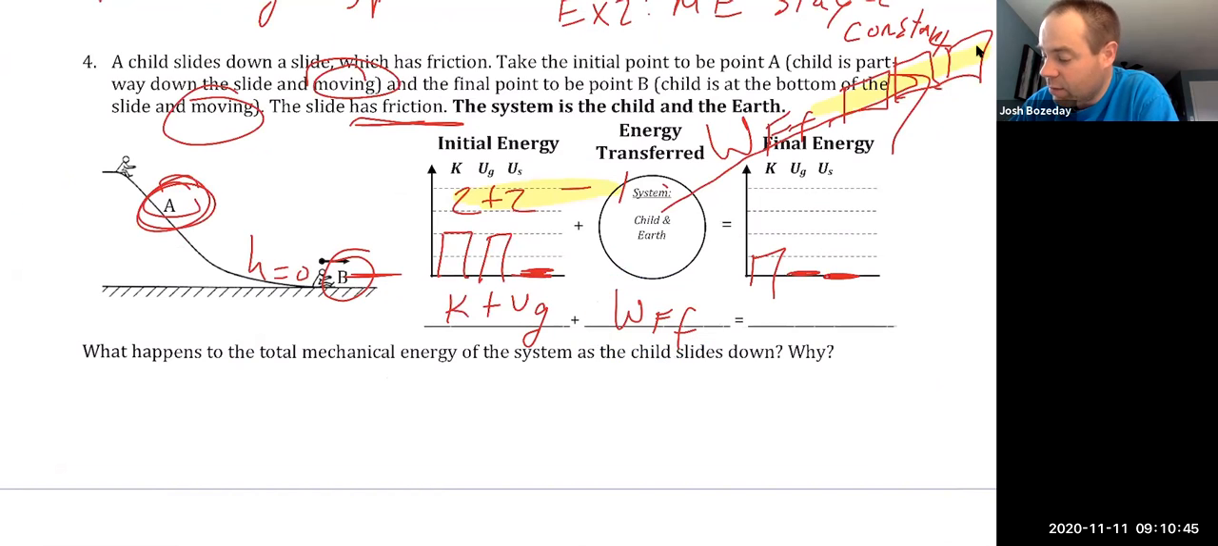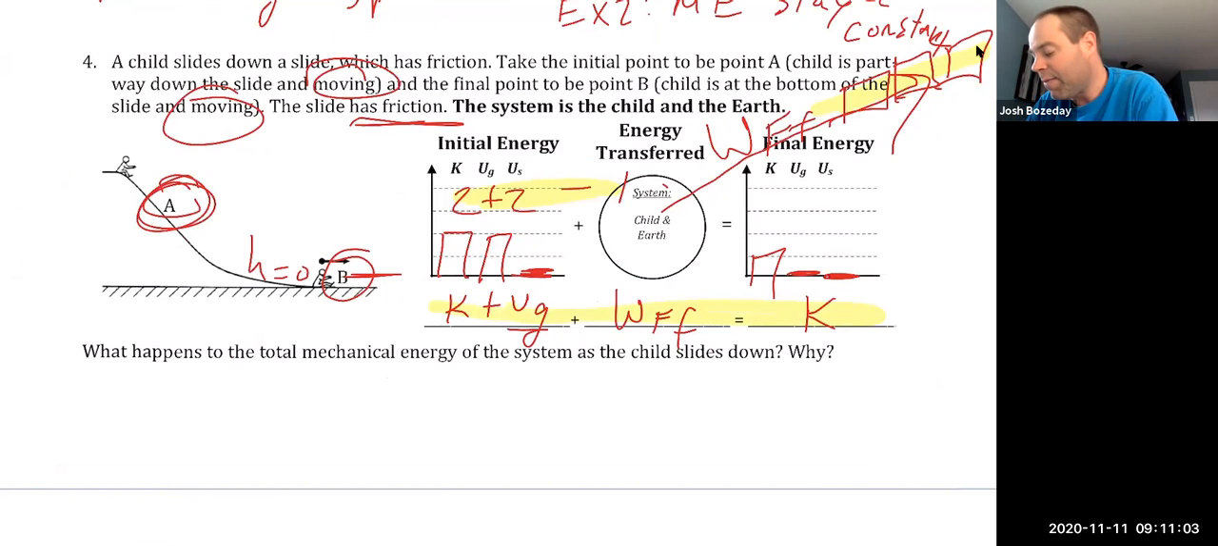But let me go back to making my equation. We get K plus UG plus work of friction equals K. And that's the beauty of the LOL, now we've made our equation. And if the problem gave us numbers, we can plug in numbers and solve.